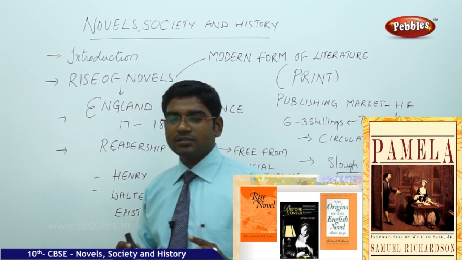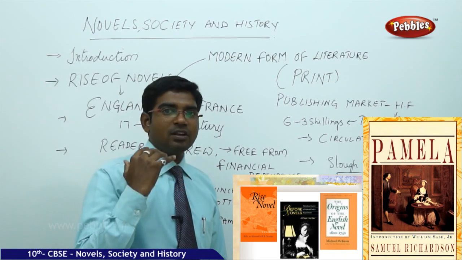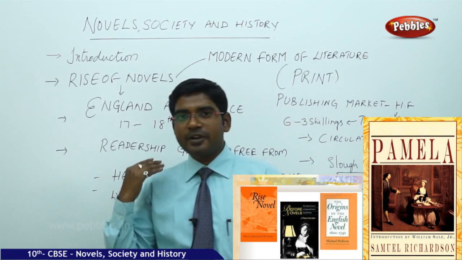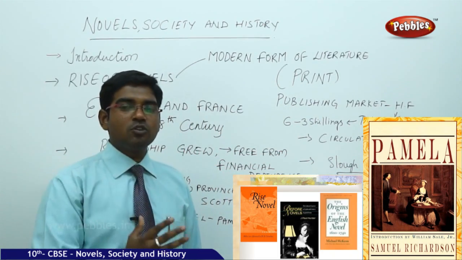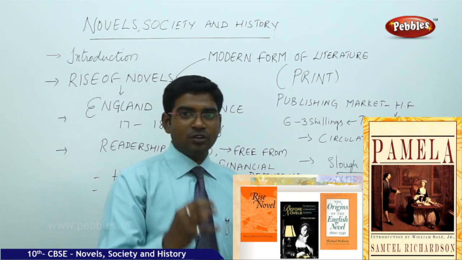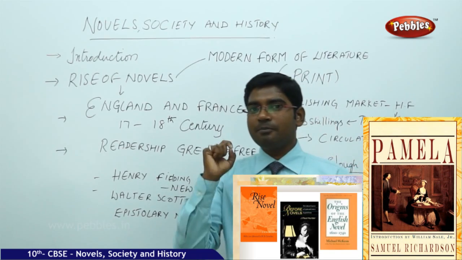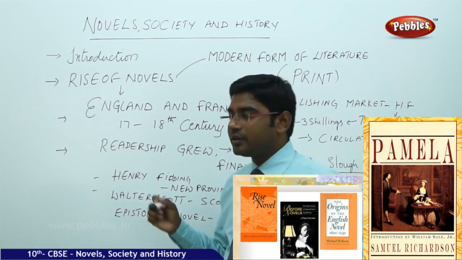Now the point is, as the printing cost has come down, the possibility of printing books has increased. When the possibility of printing books increases, we need a huge number of people to read them in order to make the books popular. So that's how books have become very popular, closely associated with printing. Now moving on into our lesson, how did the novels rise so well?